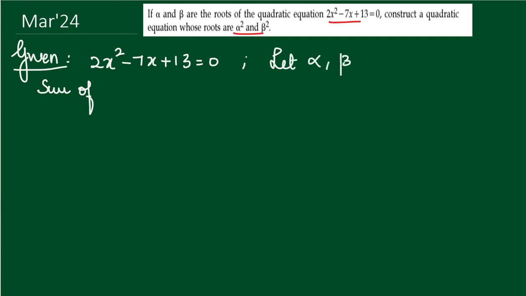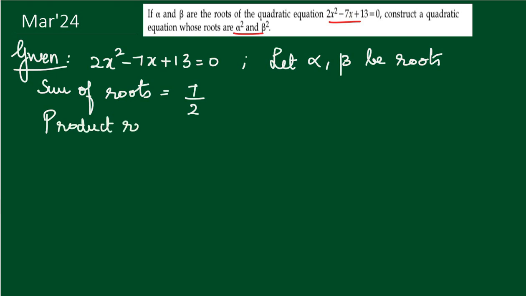So let alpha, beta be the roots of the given equation. Therefore, the sum of the roots is equal to minus b by a, that is 7 by 2, and the product of the roots is equal to c by a, which is equal to 13 by 2. Now we are asked to construct a quadratic equation with roots alpha square and beta square.